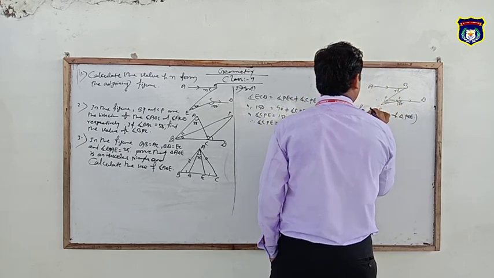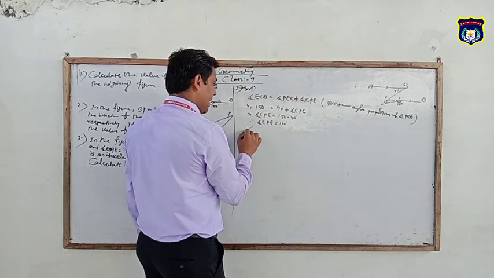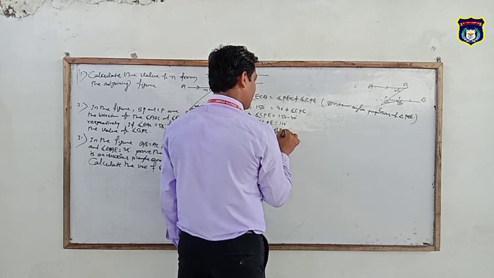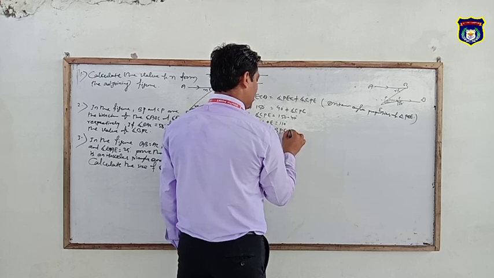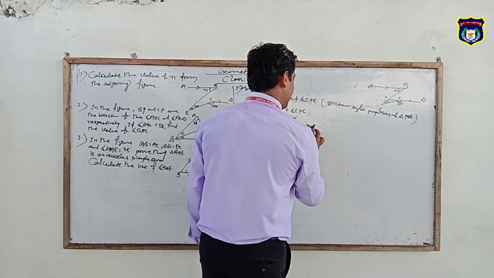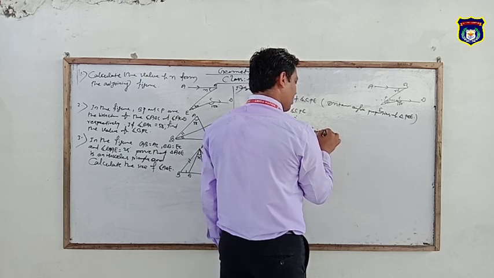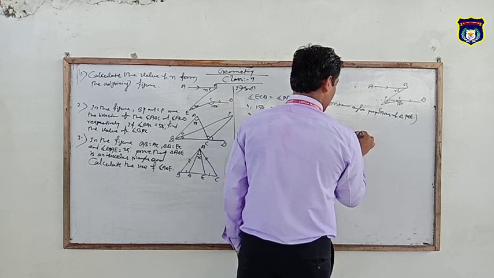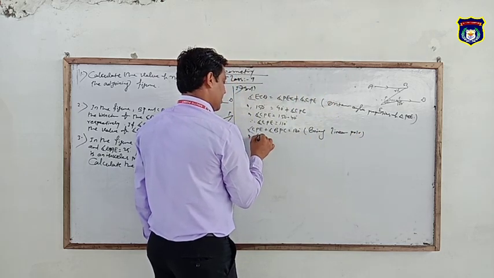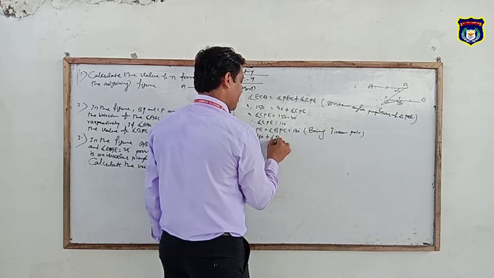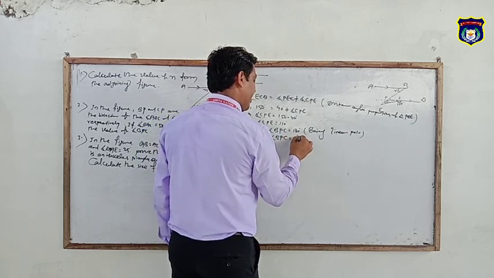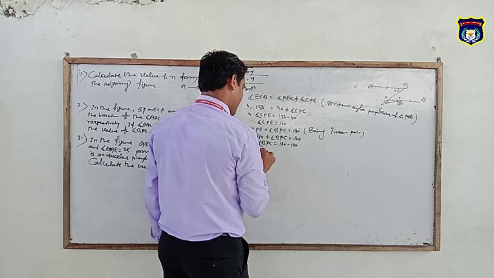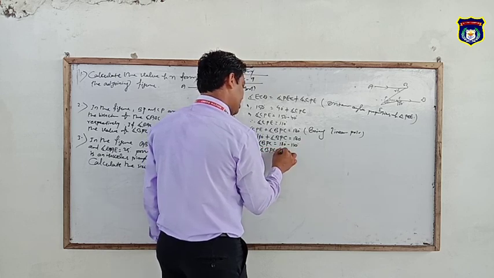After that, angle CPE and angle BPC form a linear pair. Angle CPE plus angle BPC equals 180. So you can directly write: being a linear pair, 110 degrees plus angle BPC equals 180. Angle BPC equals 180 minus 110. Therefore, angle BPC equals 70.